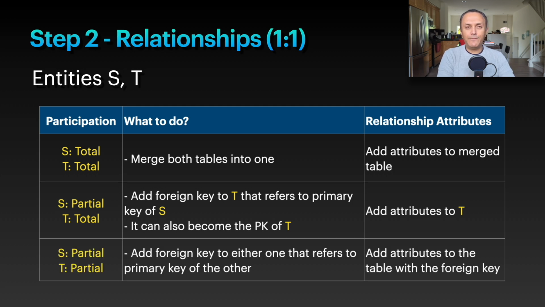If both have partial participation, then we can add a foreign key from either one to the other. That foreign key might actually be nullable, so some of the rows may have null values in there, and we'll add the relationship attributes to the side that has the foreign key. So let's see which cases of that do we have.